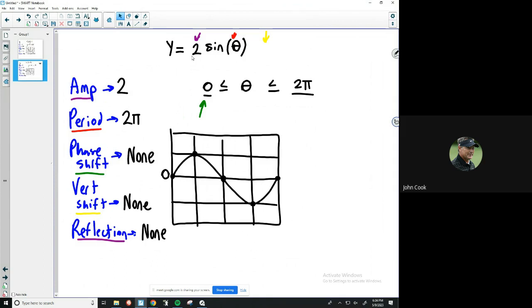So we start at 0, we go to 2 pi, and then halfway between 0 and 2 pi is 1 pi, and halfway between 1 pi and 2 pi is 1.5 pi. Halfway between 0 and 1 pi is 0.5 pi, or pi halves. All right, and then the amplitude is 2, so from 0 we go up by 2, and we go down by 2, and just like that, we've graphed this thing out in radians.